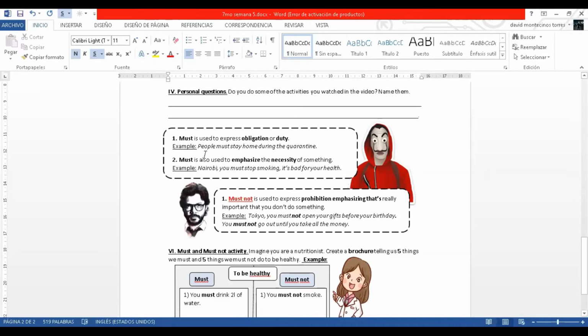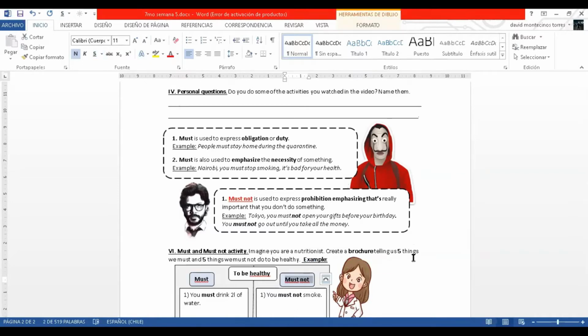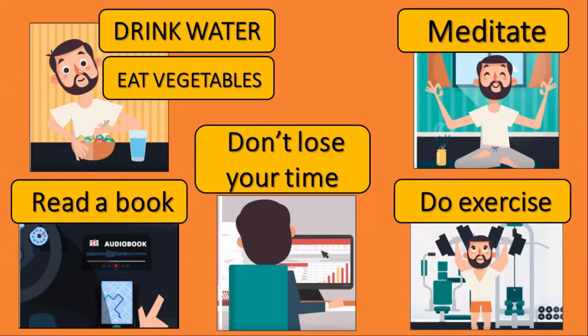Here we have our last activity. Y para hacer esto, necesitamos conocer un poco lo que es must y must not. So, I'm going to explain it and then we're going to do this activity. Se lo voy a explicar y después haremos esta actividad. To be healthy, like the person in the video, we must do some activities. For example, drink water, eat vegetables, read a book, don't lose your time, meditate and do exercise.